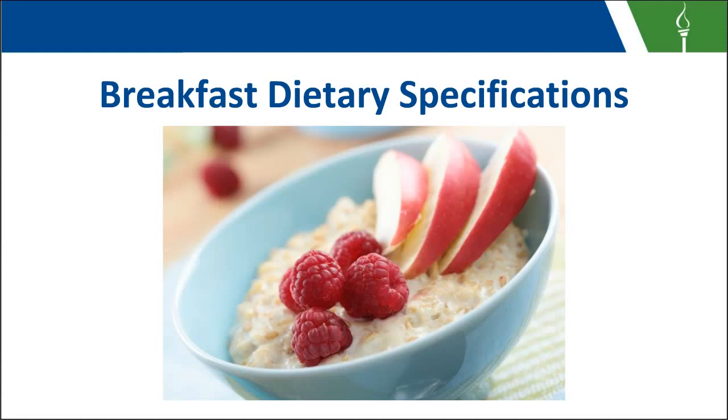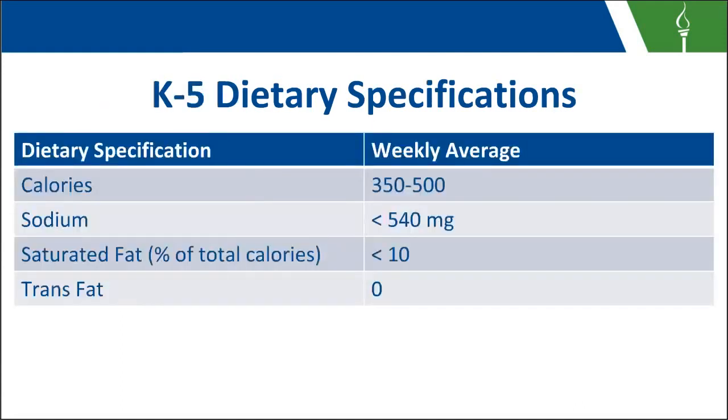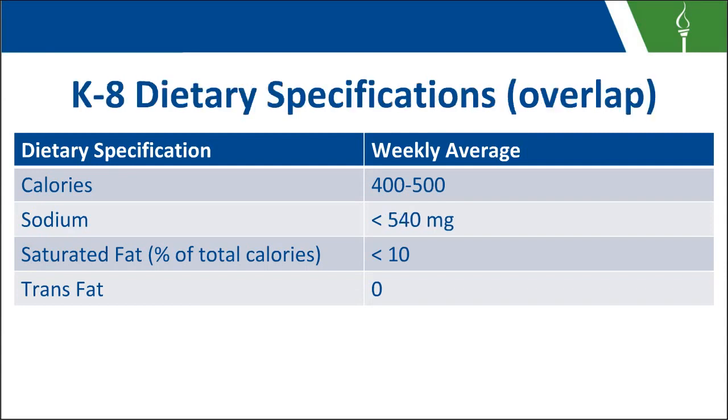Now we'll move into our dietary specifications for breakfast. For our K through 5 meal pattern, we need below 540 milligrams of sodium. Again, our saturated fat needs to be less than 10% of total calories, and our trans fat needs to be 0. For 6 through 8, our calorie limits are 400 to 550. Sodium needs to be below 600 milligrams. And for K through 8, we're just going to look at where those calorie ranges overlap, so staying between 400 to 500 calories, and sticking with the K through 5 sodium limitation of 540 milligrams.